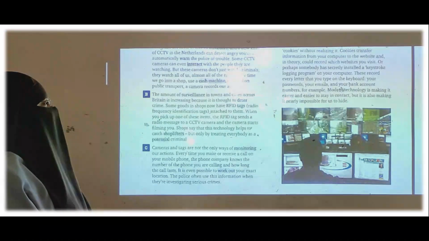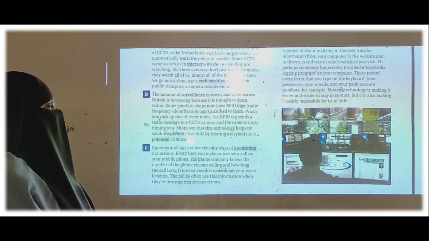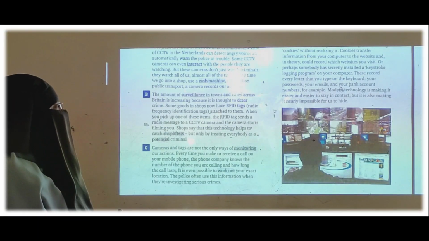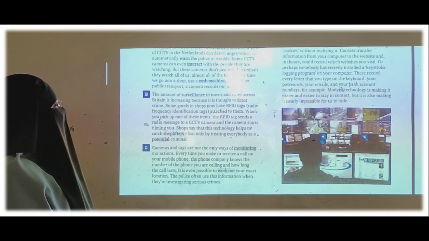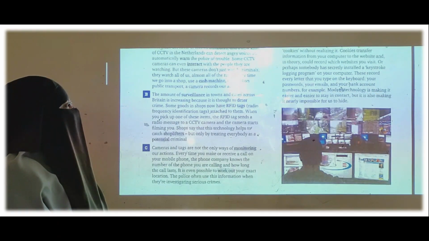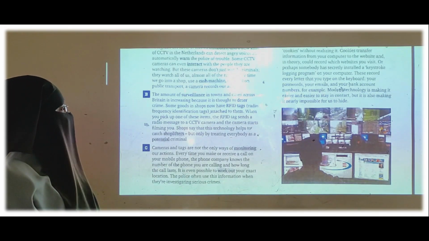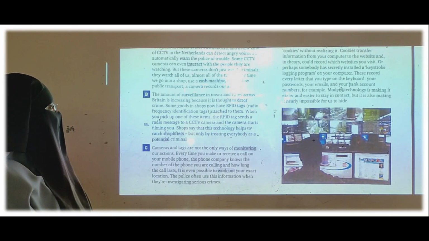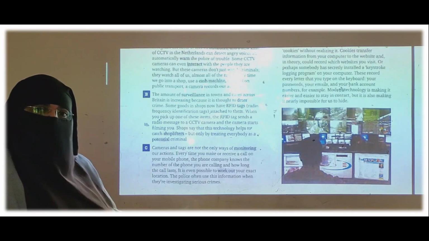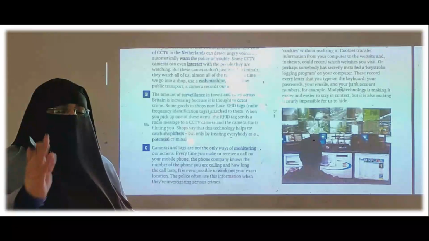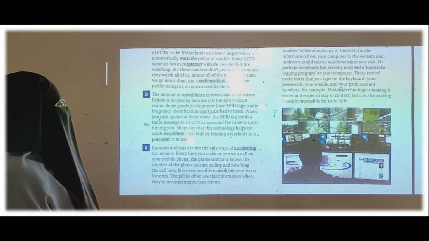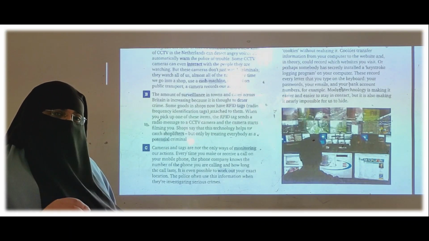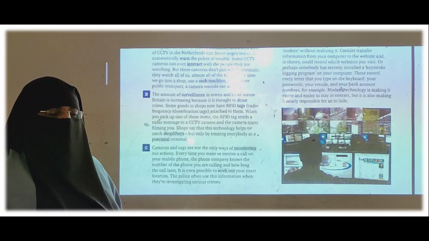Some goods in shops now have RFID tags. What's RFID tags? RFID is an abbreviation for radio frequency identification tags attached to them. When you pick up one of these items, the RFID tag sends a radio message to a CCTV camera, and the camera starts filming you. So even the goods inside the shops have a tag which is connected to the camera. Shops say that this technology helps to catch shoplifters. Who are shoplifters? Shoplifters are thieves who steal from the shops.